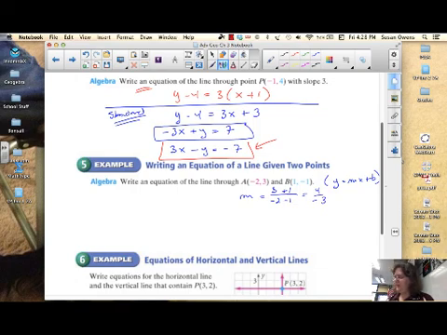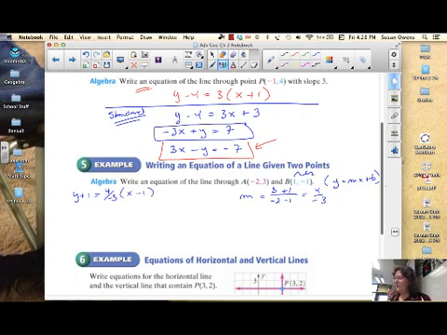Okay, and then you can plug in either point. So how about I use the 1, -1? It seems easier. So I get y plus 1, and then 4 over -3, and then x minus 1. Okay.